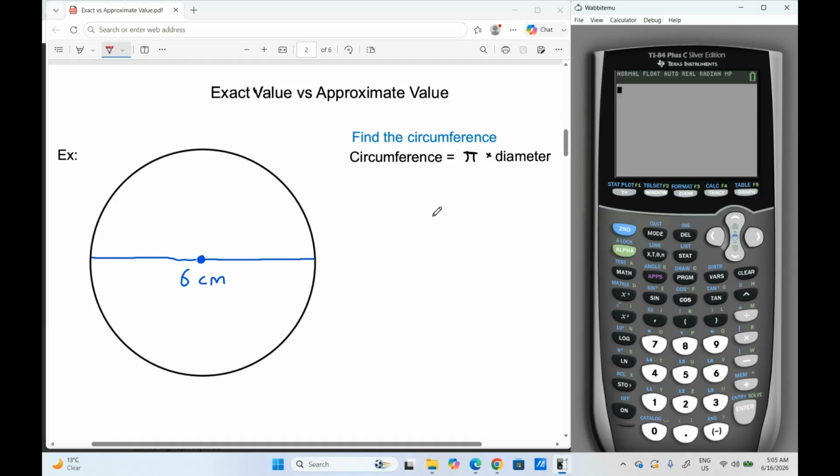Hi class, in this video I'm going to be talking about exact value versus approximate values relating to irrational numbers. So pi, if you recall, is an irrational number because it can't be expressed as a fraction, and it's non-terminating and it's non-repeating, and it goes on forever. To find circumference, I take pi and I multiply it by diameter.